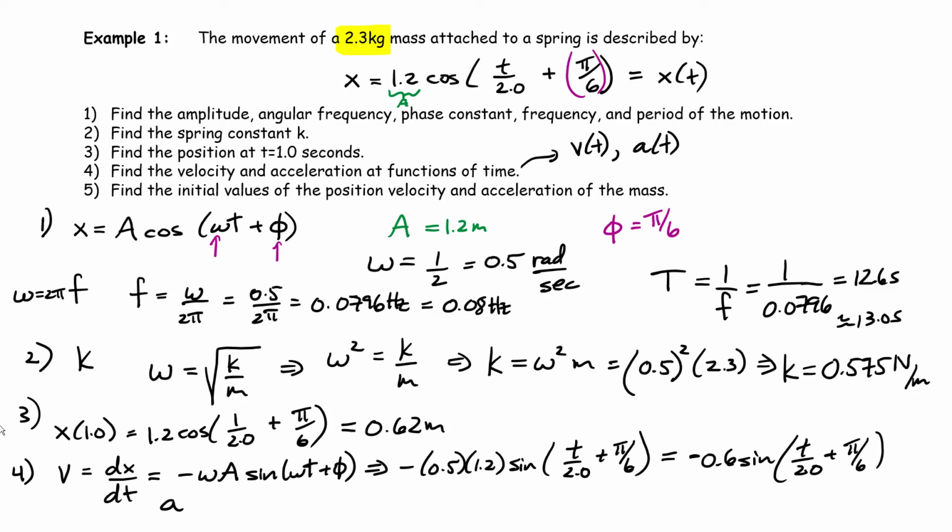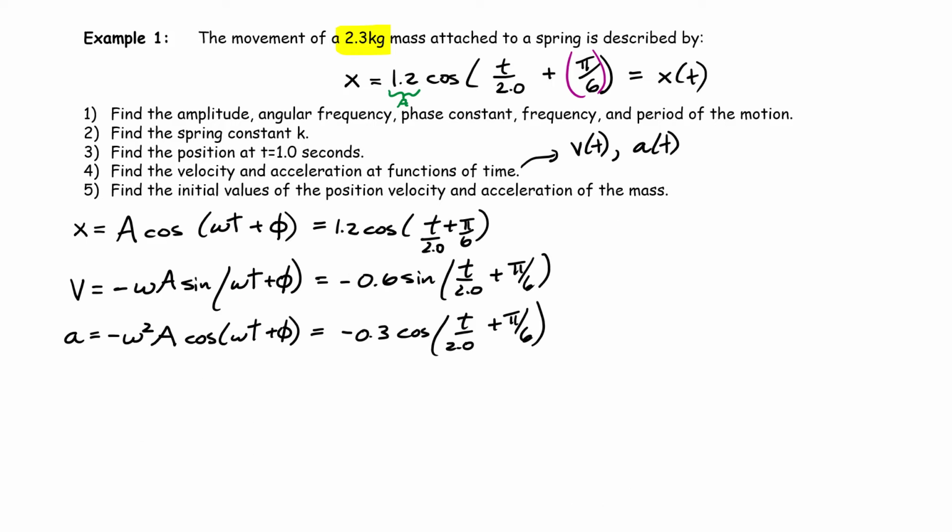Again, the acceleration you get by taking the derivative of this. So you get minus omega squared A, and again you go back to the cosine of omega t plus phi. Again, you could substitute in all the values here, and what you're going to end up getting should be something like minus 0.3 cosine of t over 2 plus pi over 6. All right, great job.